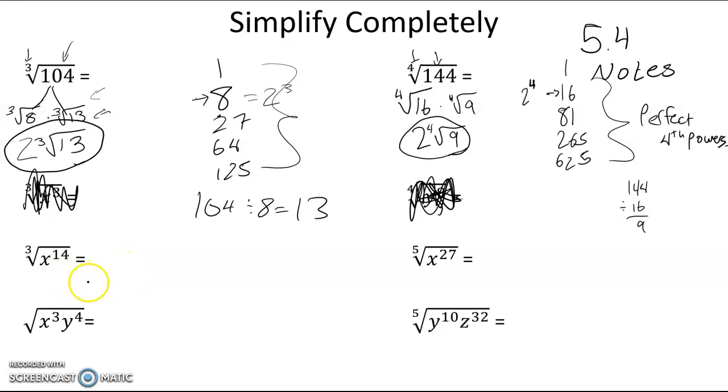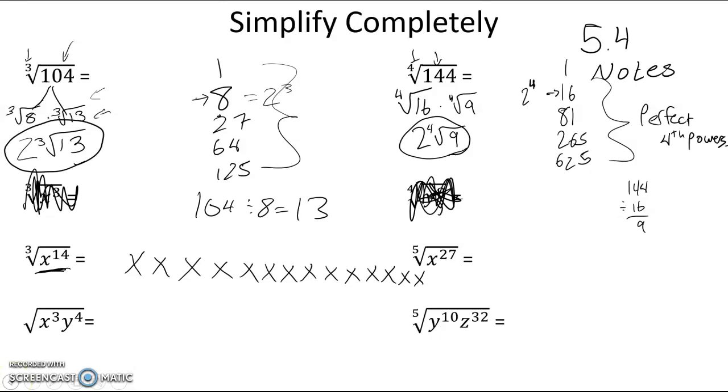So what I'm going to do with this grouping method is take this x to the 14th. This tells me that I have 14 x's, and I'm just going to list them out here. 1, 2, 3, 4, 5, 6, 7, 8, 9, 10, 11, 12, 13, 14. So I've got 14 x's there.